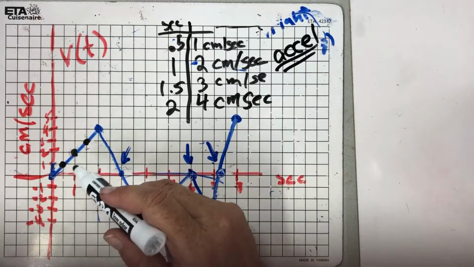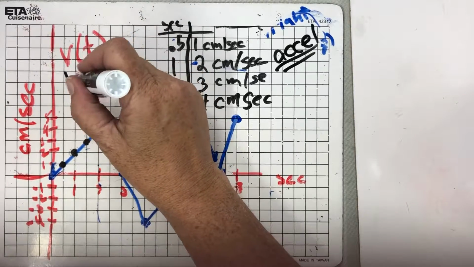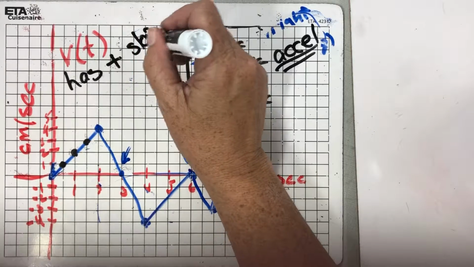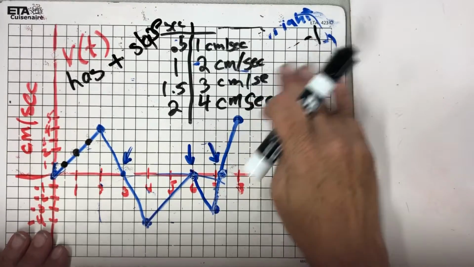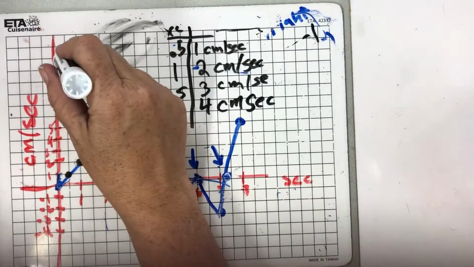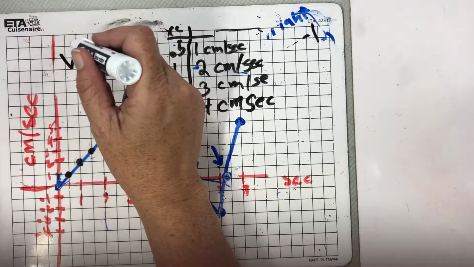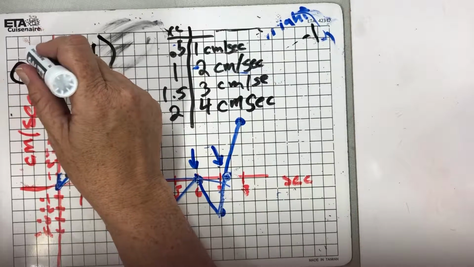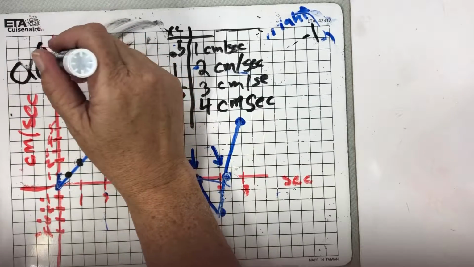So you know that something is accelerating when velocity has a positive slope, because acceleration is the derivative of velocity. So if I have velocity and I take the derivative, I'll get acceleration. Oops, I did that backwards. Acceleration equals the derivative of velocity.